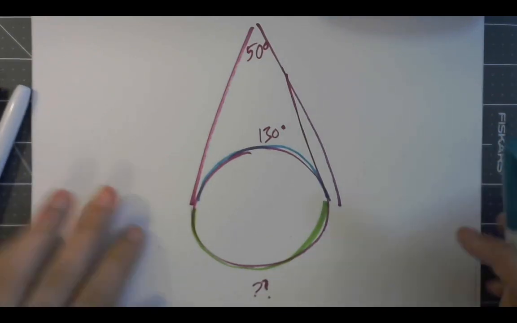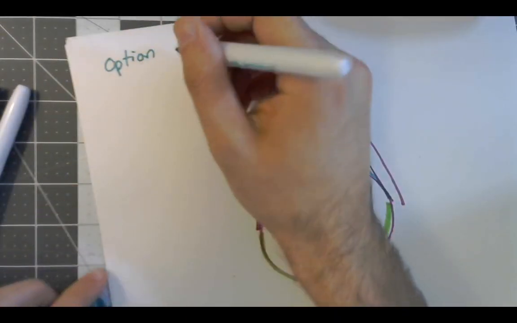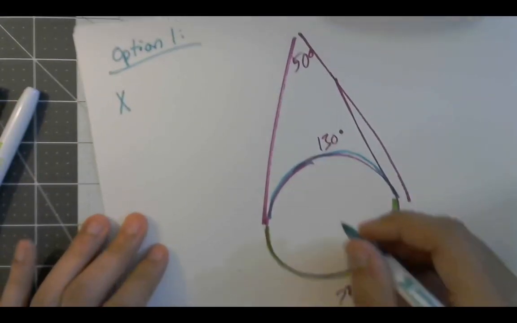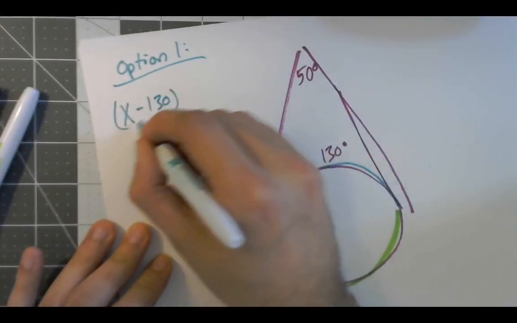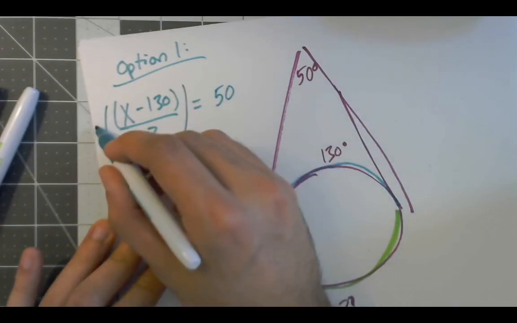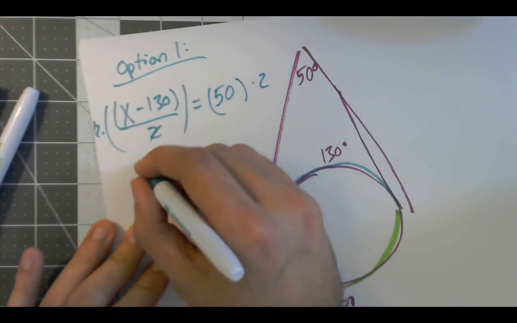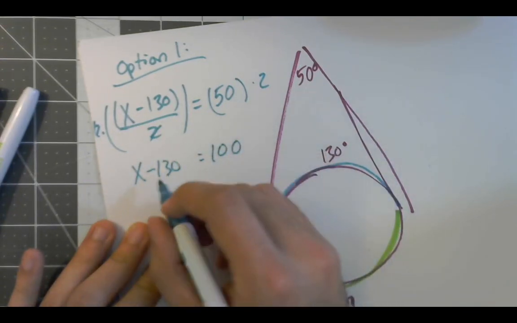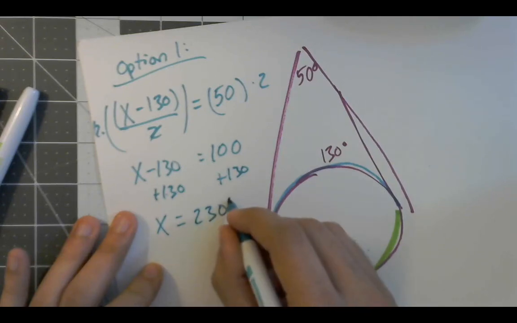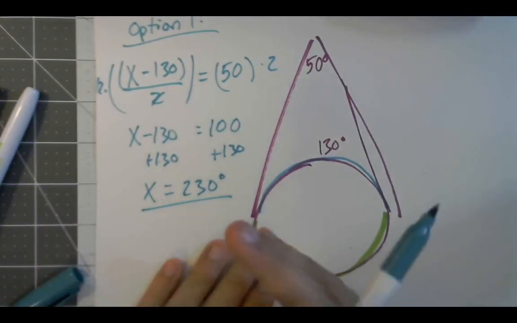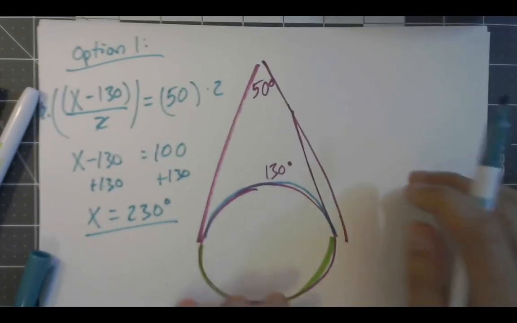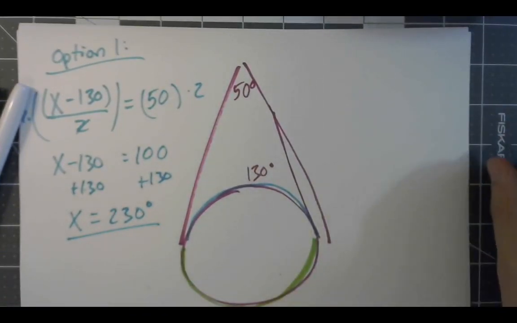Option number one. Option one. We just do the problem like we talked about. So our big angle, we'll call that x down here, minus 130 divided by 2 equals 50. So we'll multiply both sides by 2 to get rid of that on the bottom. So x minus 130 is 100, plus 130, plus 130. X equals 230 degrees. So I think this part, I hope you do this one. I think it's the same process no matter what kind of problem you have. But the next one I'm going to show you for this kind only. So option 2 only works.